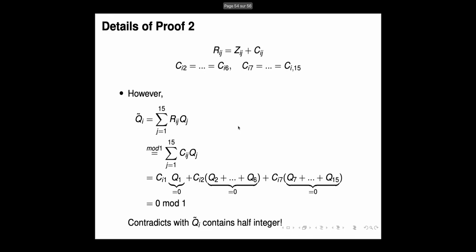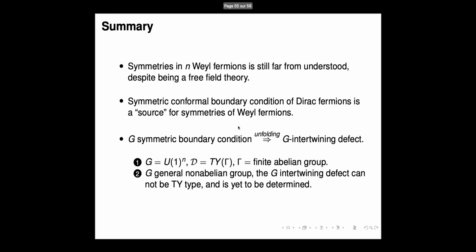Once you have this, it's just a few lines of derivation. Q by definition is R times Q. If you take the modulo 1 value, it becomes C times Q, because C is the fractional part of R. You expand this expression and find that it must be 0. So it means that Q is therefore an integer, which conflicts with our starting point that Q must contain a half. So this is the proof. All right.